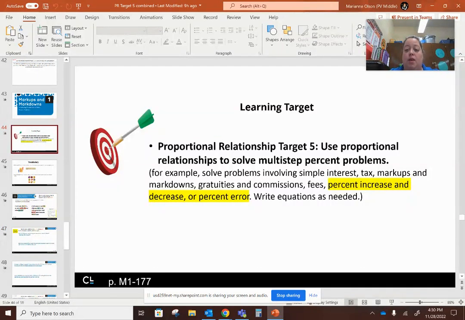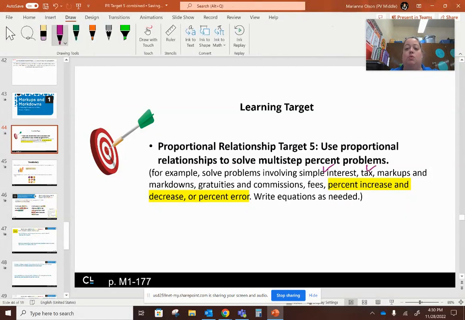Now, in this case, we have done simple interest. We have done tax. We have done gratuities, which is tips. We have done commissions and not really fees, but to me, that kind of goes along with commission, you add on to it. Now, what we have not done is percent increase and markups. So these two are very similar. A markup, we're going to talk about what that is. And then we haven't done percent decrease or markdowns. And again, these two are very similar. And then we will also be doing percent error. So that's what we're going to cover. We're going to start with markups and markdowns.